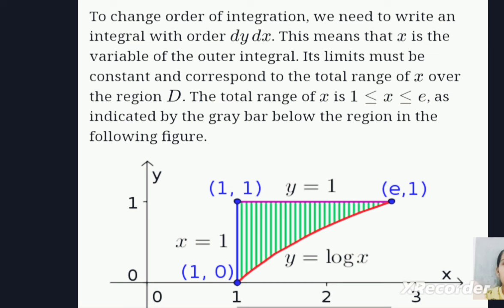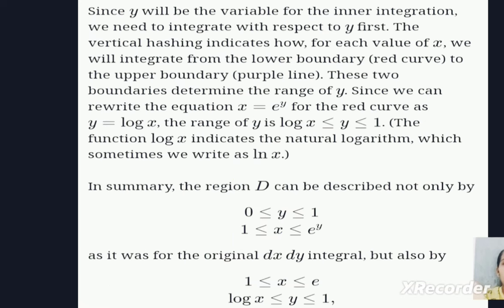This means that x is the variable of the outer integral. Its limits must be constant and correspond to the total range of x over the region D. The total range of x is 1 less than or equal to x and x less than or equal to e, as indicated by the gray bar below the region in the following figure. Since y will be the variable for the inner integration, we need to integrate with respect to y first, and the vertical hashing indicates how for each value of x we will integrate from the lower boundary, the red curve, to the upper boundary, the purple line. These two boundaries determine the range of y.